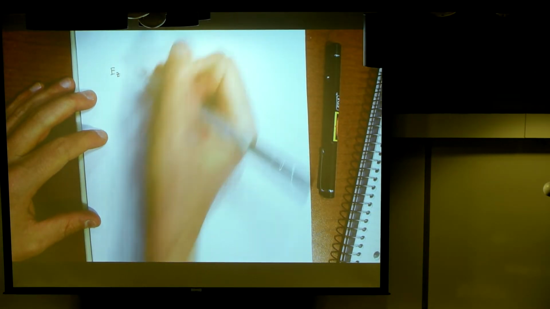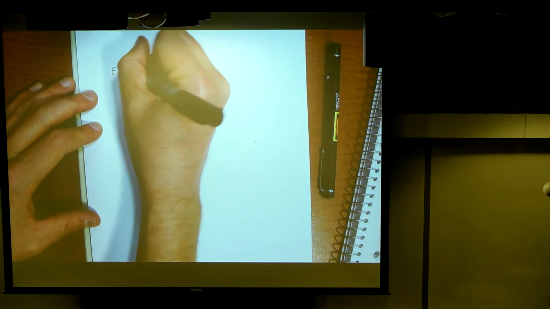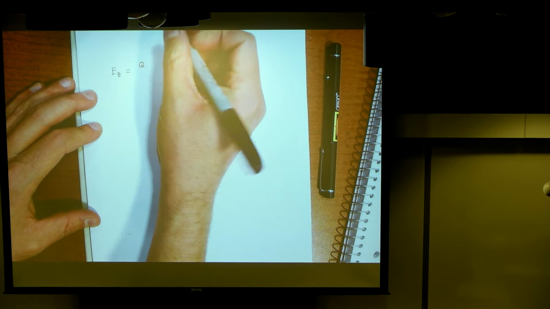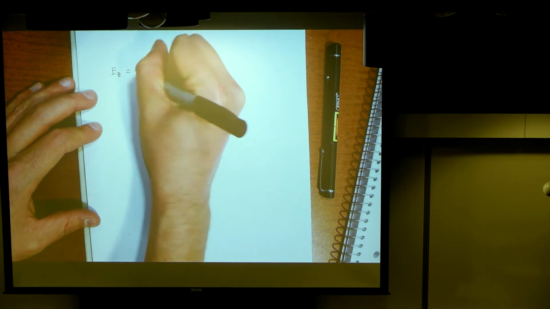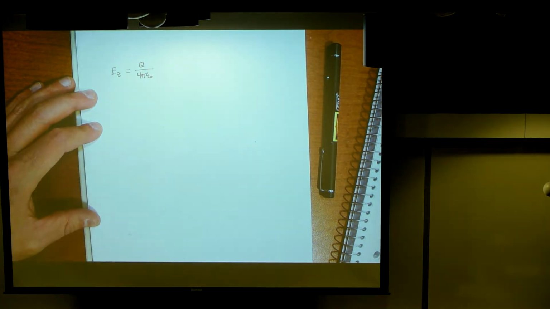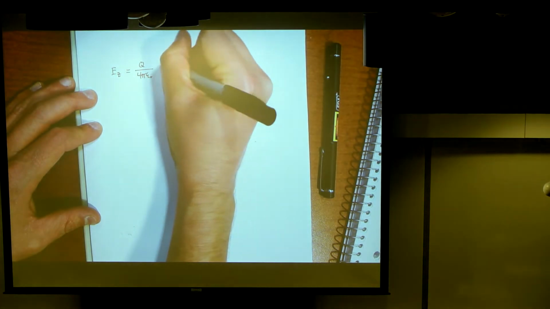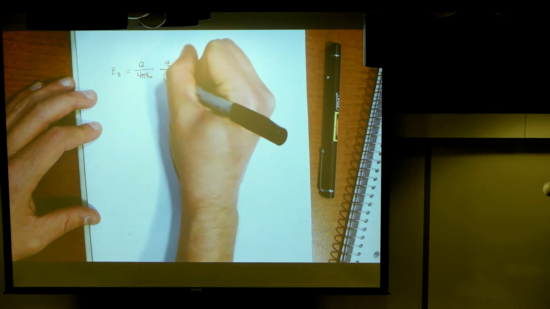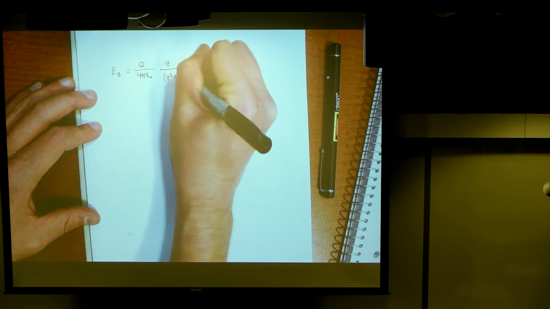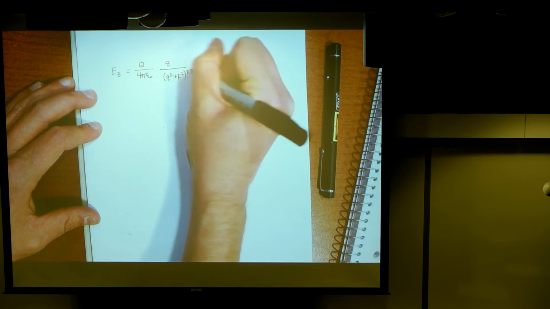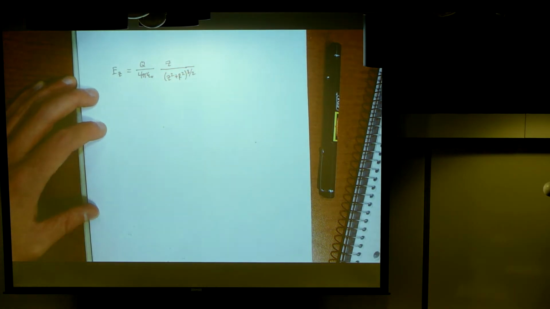So we'll start with the formula. The electric field in the z direction, due to this ring of charge, is equal to Q divided by 4 pi epsilon naught. And then we have z divided by (z squared plus r squared) raised to the power 3/2. So that's the formula we're starting with.